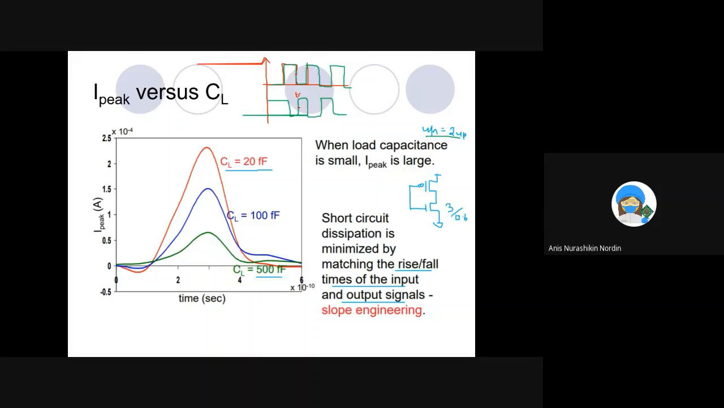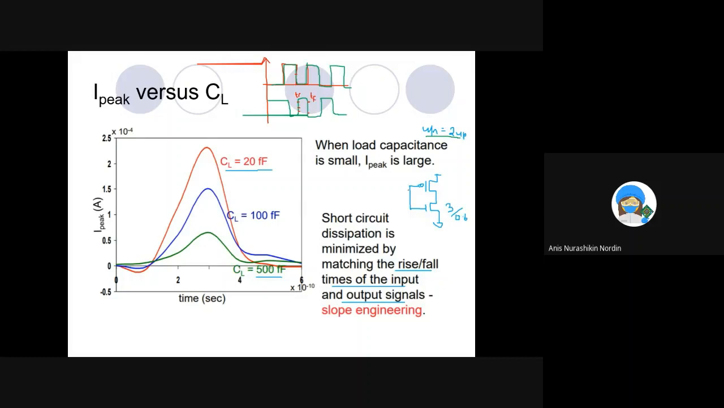And the fall time, oh wait, let me just check. Is that the rise time? Okay, sorry guys. The rise time is the time for it to go up. So it should go from here to here, from 0 to 1, and the fall time is going from 1 to 0. So this is TF.